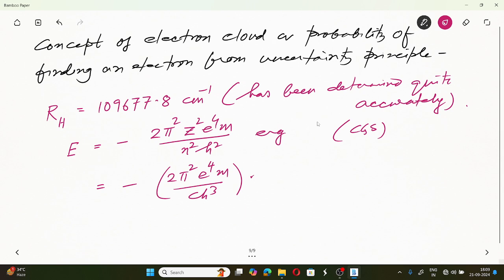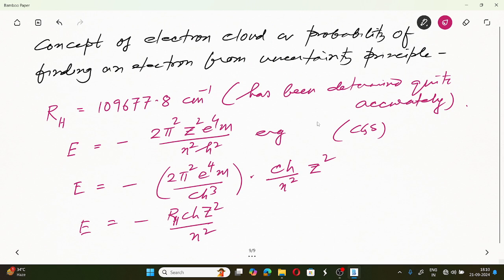Now, so this has to be multiplied by ch divided by n square into z square. So we can write the expression for energy like this in terms of Rydberg constant: R c h z square by n square. So this is an expression for energy in terms of Rydberg constant. Say this is for hydrogen, R H. Okay.